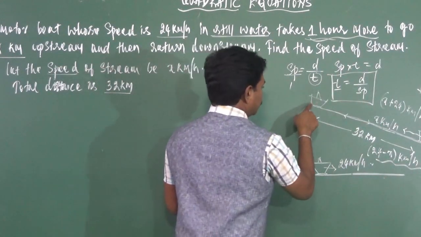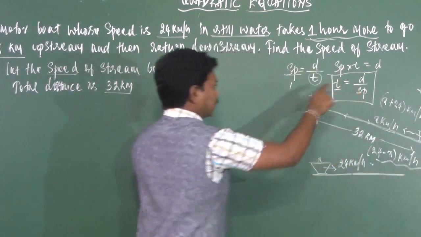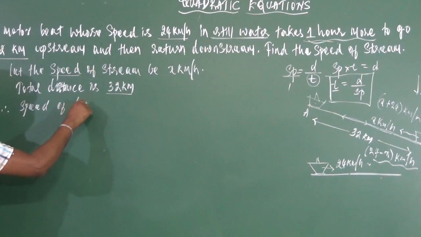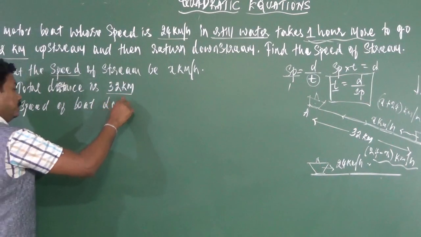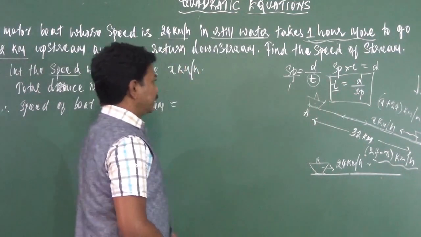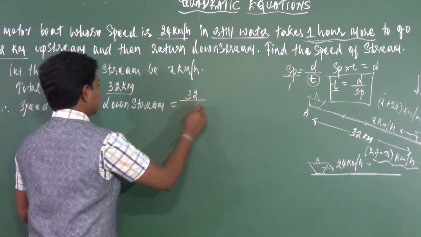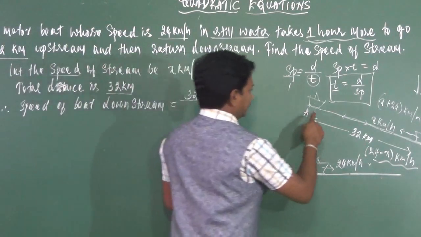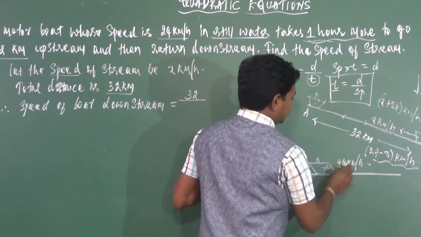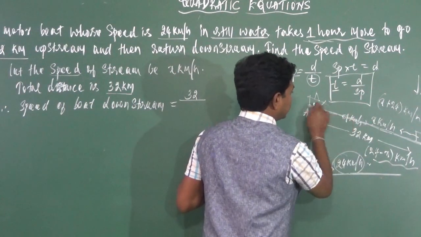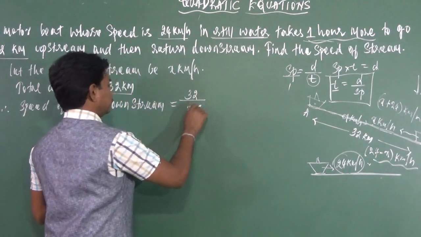The time taken by the boat to go from A to B, that is downstream, we will calculate using that formula. So the time taken downstream is equal to distance by speed. Distance is 32 kilometers, right? And the original speed of the boat is 24 kilometer per hour, and the speed of the stream is x kilometer per hour. So therefore they are going to get added up, and it becomes x plus 24.